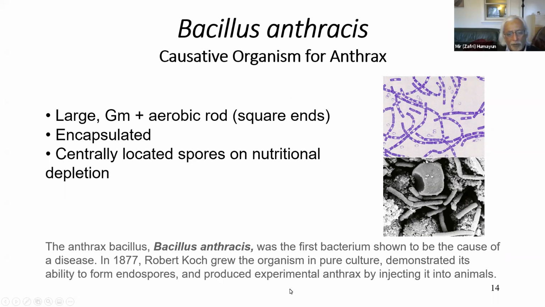Bacillus anthracis was the first bacterium shown to be the cause of a specific disease, and that was shown in 1877 by Robert Koch, who actually grew the organism in pure culture, demonstrated its ability to form endospores, and produced experimental anthrax by injecting it into animals. You might remember something called the Koch postulates. This was the origin of the Koch postulates.